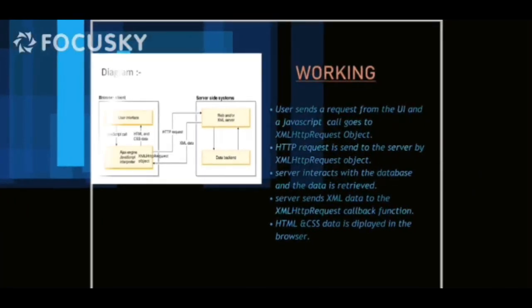The working of Ajax is as follows. The user sends a request from the user interface and a JavaScript call goes to the XMLHttpRequest object. Then this HTTP request is sent to the server by the XMLHttpRequest object. The server interacts with the database and the data is retrieved. The server sends XML data to the XMLHttpRequest callback function. At last, HTML and CSS data is displayed in the browser.